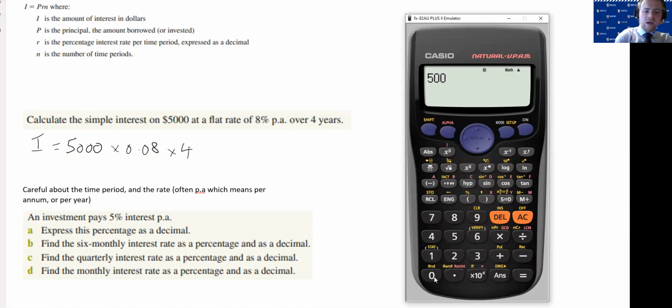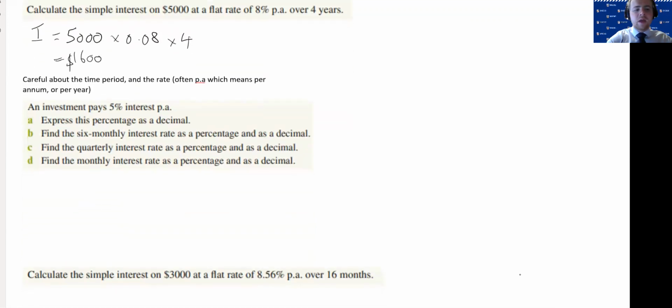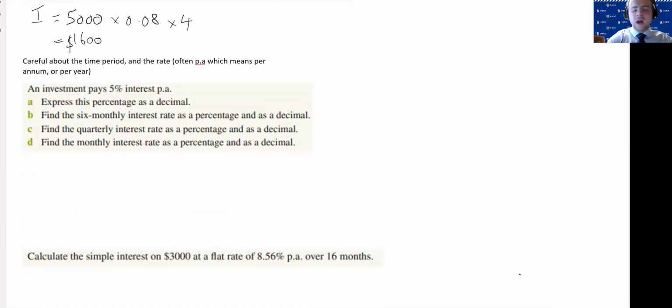Okay, so I equals PRN. We've got all of those features there now. Okay, and then we get our interest that would be added on. So after 4 years, there would be $1,600 added on to the amount that you would have to pay back. Usually you pay back a little bit at a time, but we're just sort of keeping it simple for now. Okay, careful about the time period though.